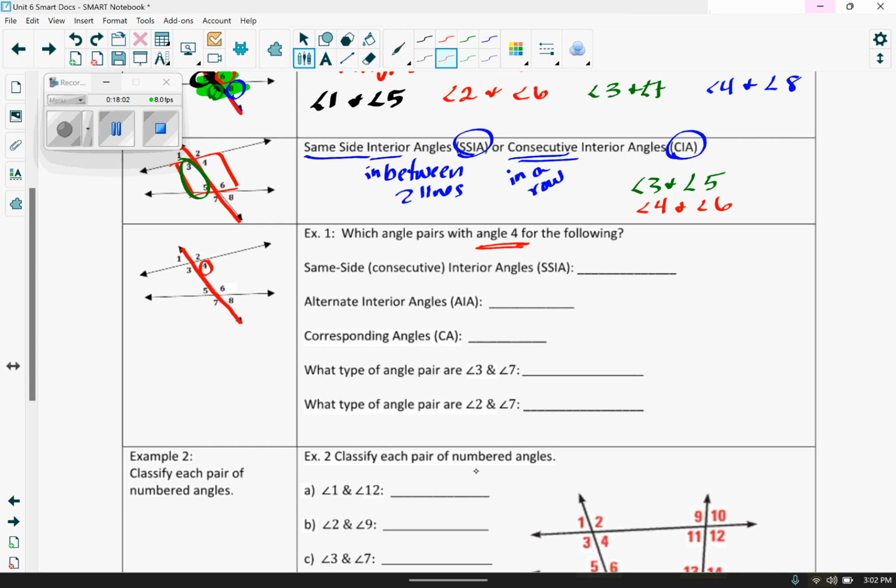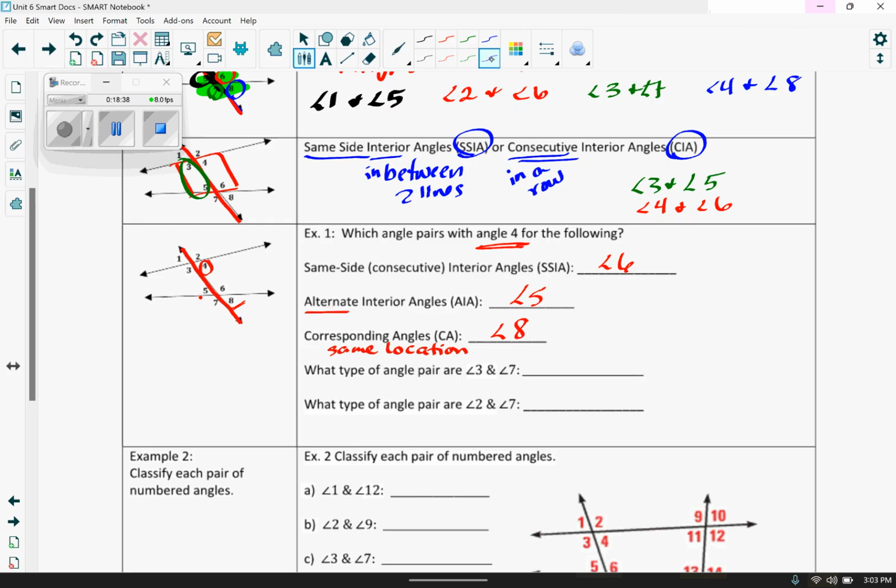All right, so example 1, same side consecutive interior angles. So same side consecutive. So it would be 4 and angle 6. Alternate interior means opposite sides or diagonal of 4. Diagonal from 4 is going to be angle 5. Corresponding angles, meaning the same location. Corresponding, same location for 4 is going to end up being its lower right. So this is going to be lower right. Is going to be angle 8.